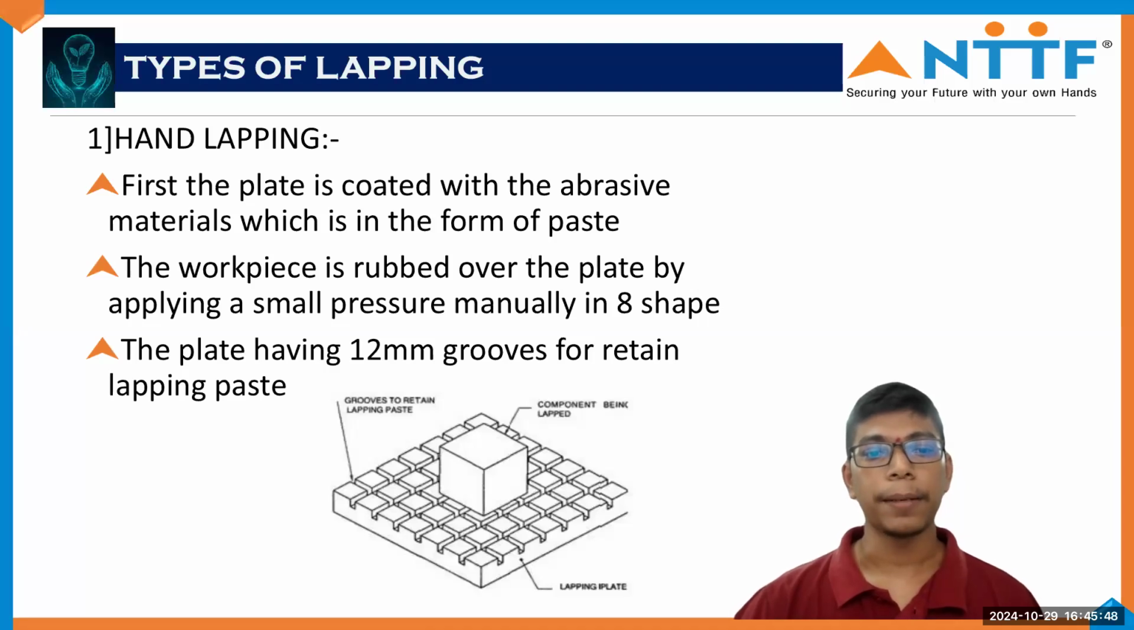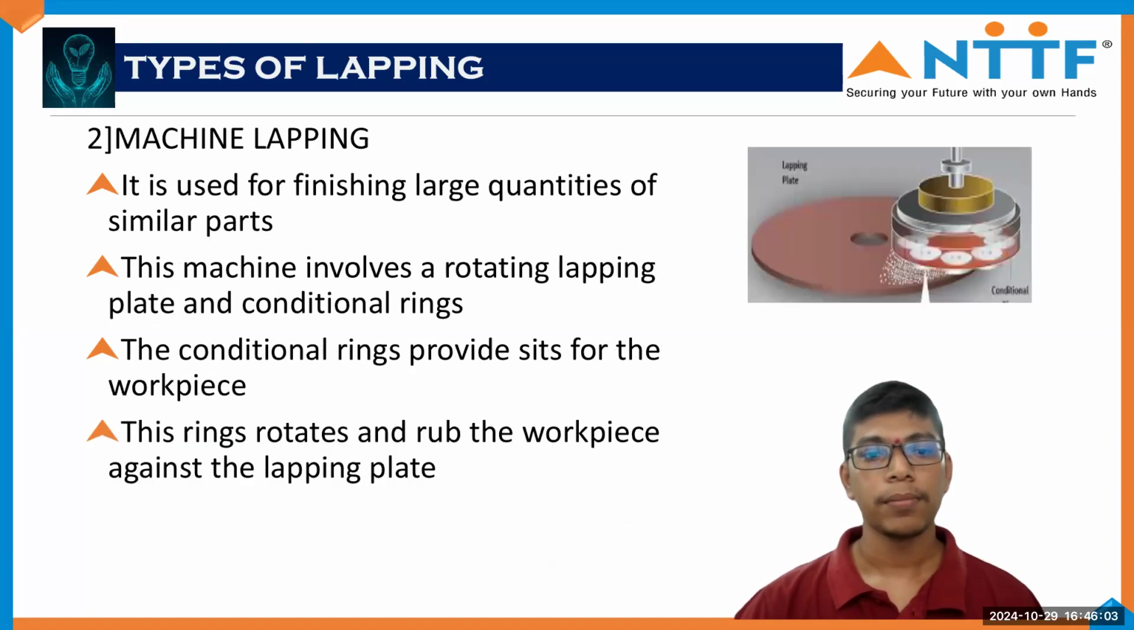Types of lapping. Hand lapping. First, the plate is coated with the abrasive material, which is in the form of paste. The workpiece is rubbed over the lapping plate by applying a small pressure manually in a figure-eight shape. The plate has grooves to retain the lapping paste.